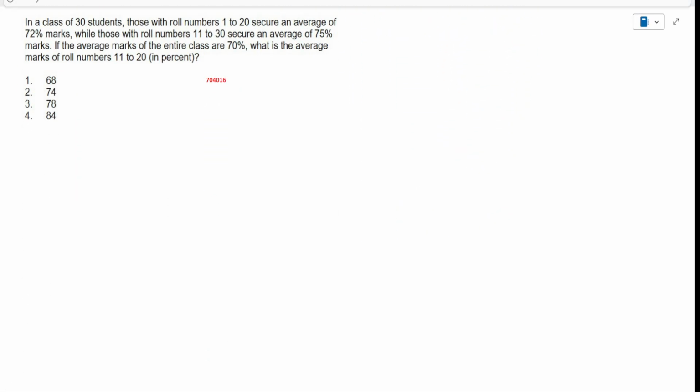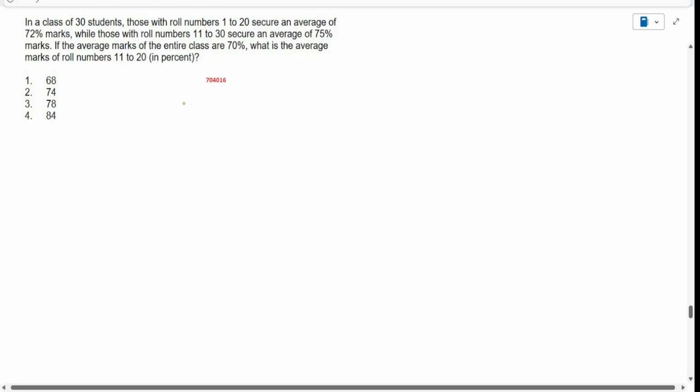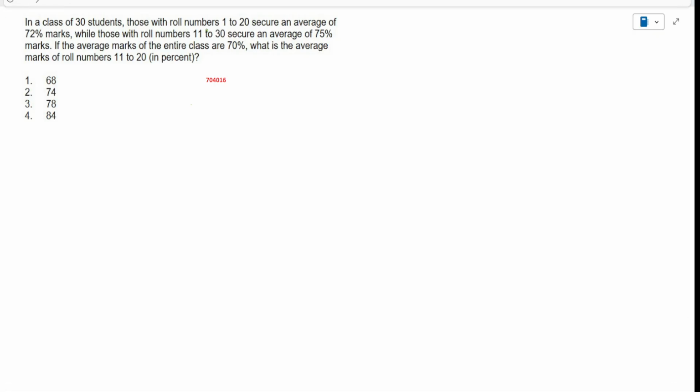Now this question, how many questions remaining? Again 5 questions. Okay. So in a class of 30 students, those who roll from 1 to 20 secure average of 72%. Therefore, there are total 20 students, so total number is 20 into 72, whatever may be. So 1440, this is the total marks.